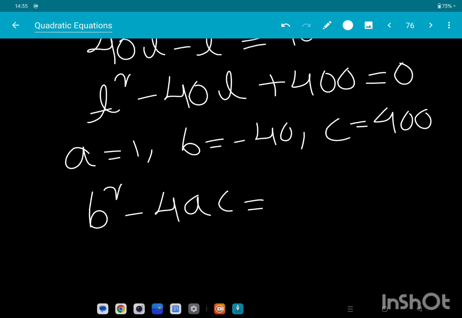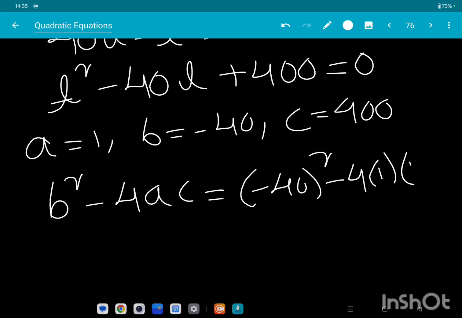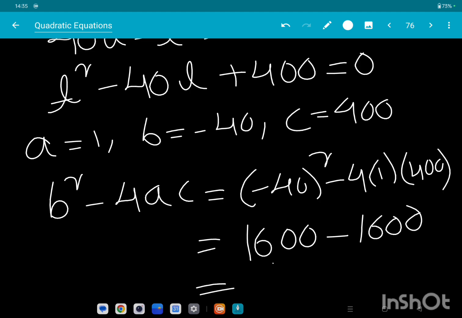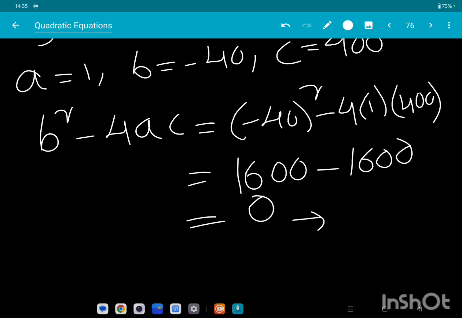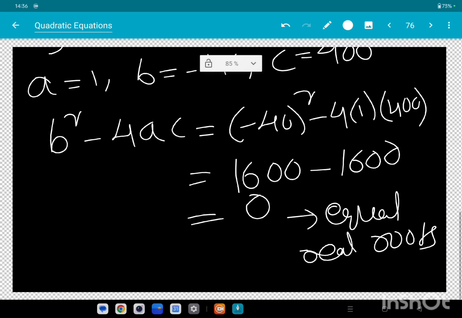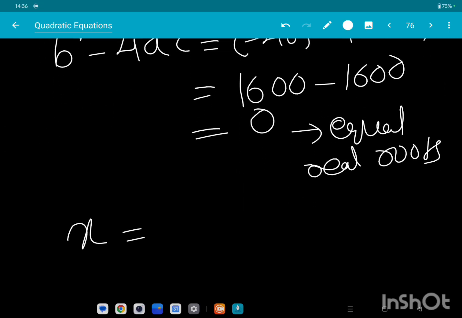So I will find the discriminant. B square minus 4ac, which is nothing but minus 40 whole square minus 4 into 1 into 400. Now minus into minus is plus, 4 4s are 1600, minus 4 4s are 1600. So here the discriminant is 0. So we got equal real roots. So real roots means it is possible. So now we are going to solve this. I am going to find the roots.